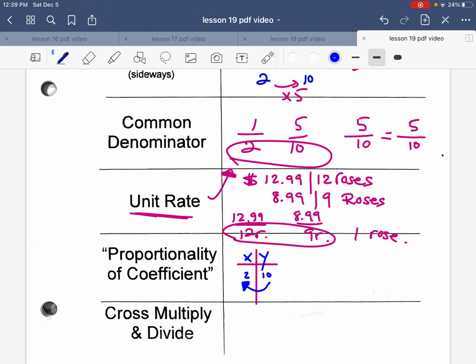So let's say this one's 2 and 10. So 10 divided by 2 is equal to the proportionality coefficient. So it's like your magic number that you multiply or divide by to fill in your table. Cross multiply and divide.